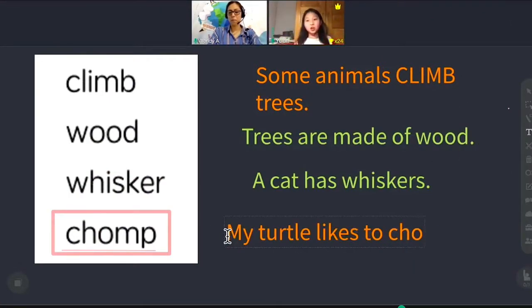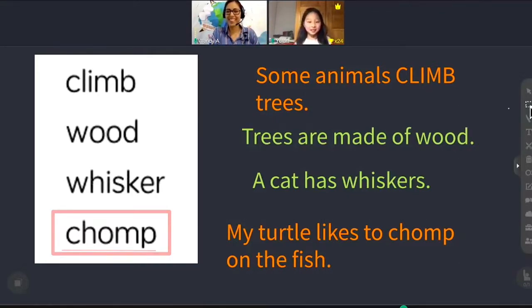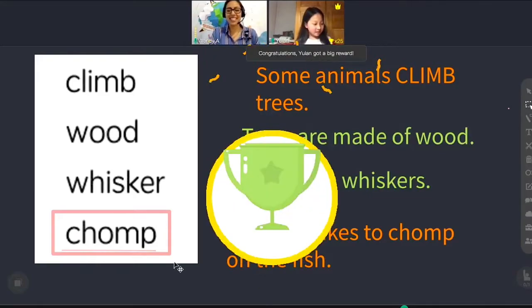Likes to chomp on the fish. Ooh, poor fish. Poor little fish. Excellent, Yulan. Great sentence. Fantastic. So perfect. She fully understands what the vocabulary word means now, and we didn't waste time with the other words that she already knew.